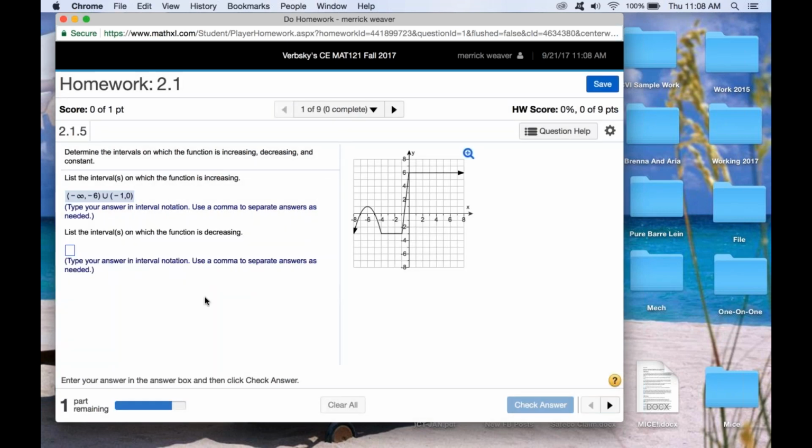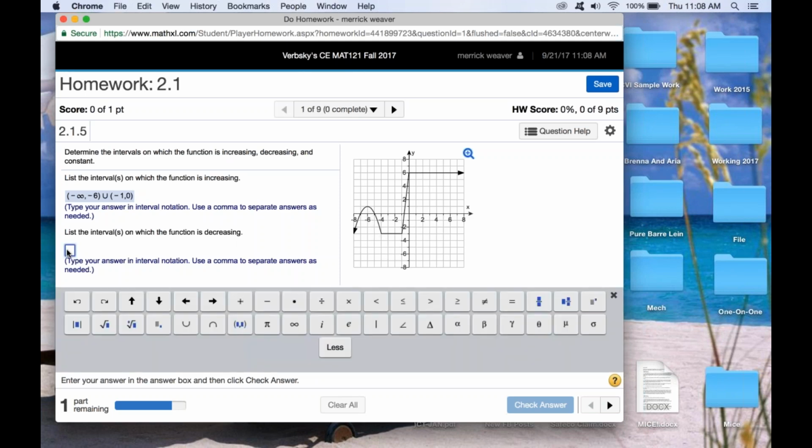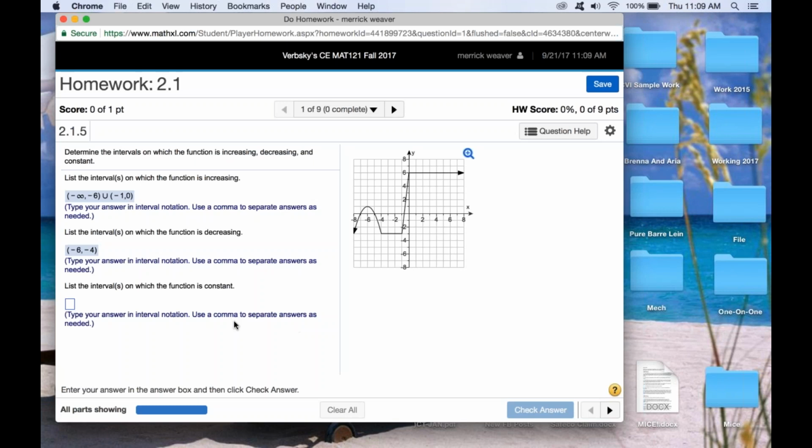Awesome. Now, where's it decreasing? Right here. Where does it start decreasing? -6. Okay, that's parentheses -6, comma -4, end parentheses. Now, is there anywhere else where it's decreasing? No. Going from the left to the right, there's no other place where it decreases. That's the final answer. In other words, you don't have two intervals. The first one had two intervals, and that's why you used the U. Now, where is it constant?